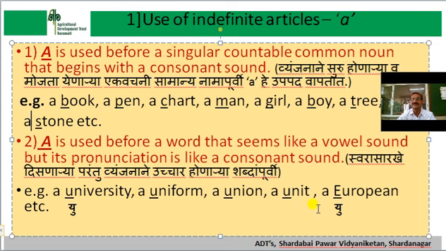Let us see the next example, European. This word starts with E. E seems like a vowel sound, but its pronunciation is like a consonant sound. European. U is a consonant sound. That's why a is used before European.